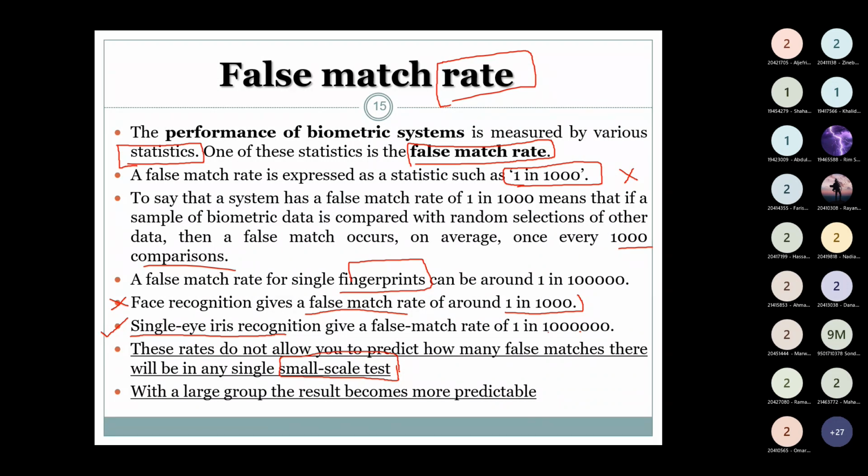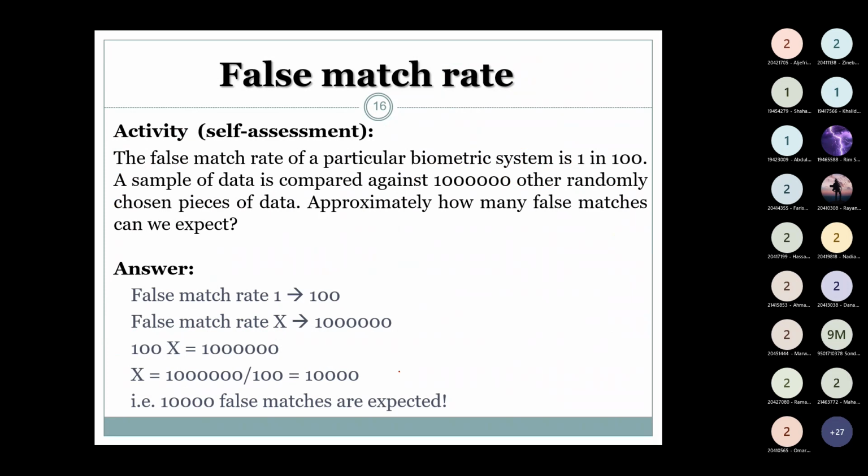So this is why we talk about the false match rate, because these systems have some errors in identification or verification. So we need to perform these measurements to test the rate, the performance of this biometric system. Are you with me? So look at this activity.